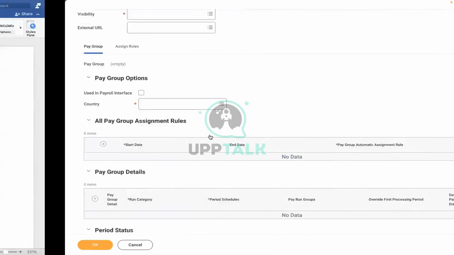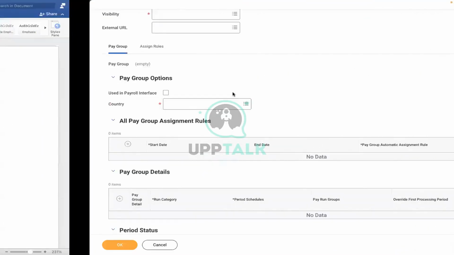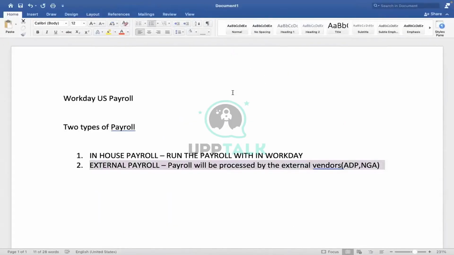What is the main difference between in-house payroll and external payroll? In-house payroll, let me explain. In-house payroll means you have your employee data within Workday. You have your compensation data within Workday. You have your benefits data within Workday and your processing of payroll also within Workday. I'm not taking any help from vendors, third-party vendors.